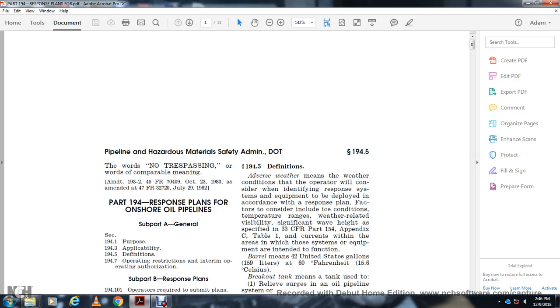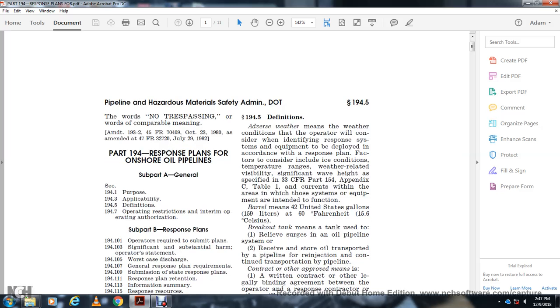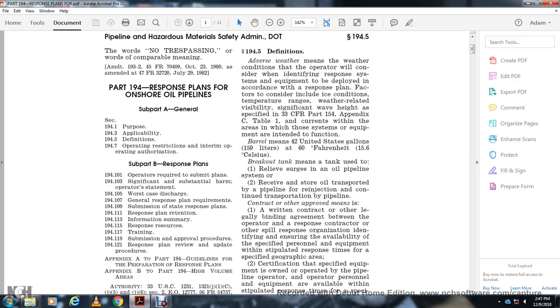All right, Part 194, Response Plan for Onshore Oil Pipelines. 194.1, purpose of applicability, definition of operation restriction, and term operation authorization. Subpart B, 194.101, operators required to submit plans. 194.103, significant and substantial harm operator statement.